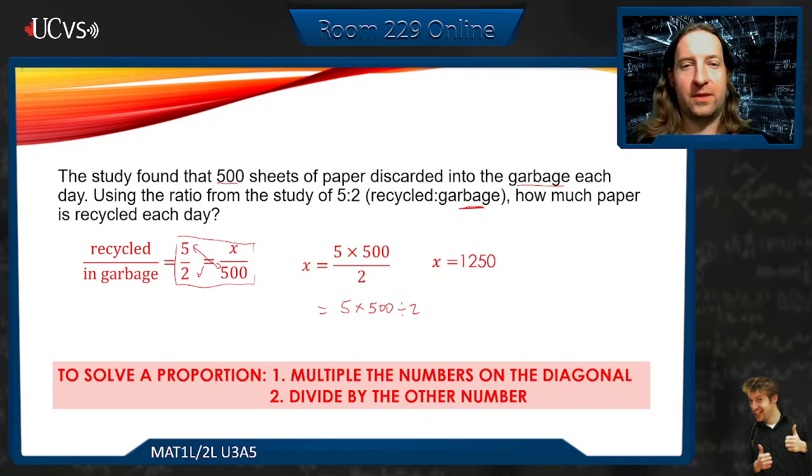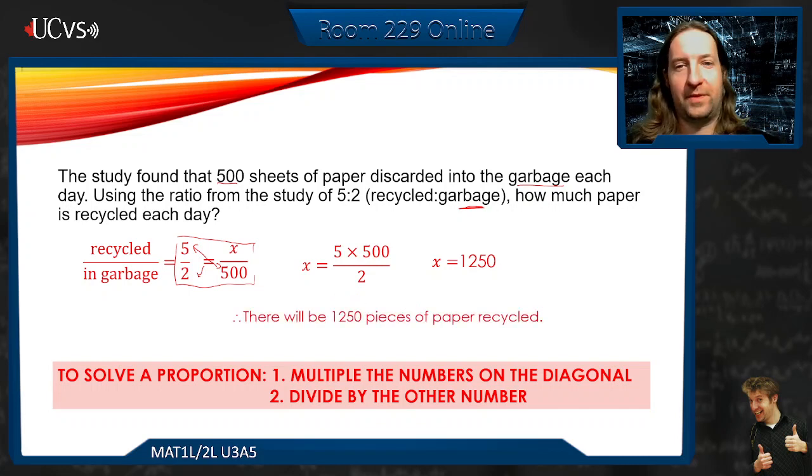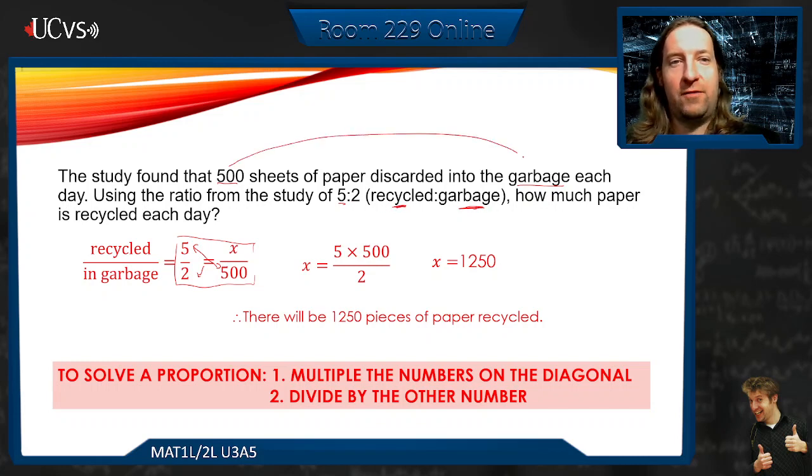And there we go. Last thing we have to do, remember, for word problems, whoopsies, just want to erase that, is a therefore statement. Okay, so therefore there'll be 1,250 pieces of paper recycled. And that makes sense, right? A ratio tells us there's more recycling, because 5 is bigger than 2. There's more recycling than garbage, right? We know there's 500 in the garbage, so there has to be more in the recycling. So we got a bigger number than 500, so we're good to go. A good check at the end of it is to see if it makes sense. Okay.